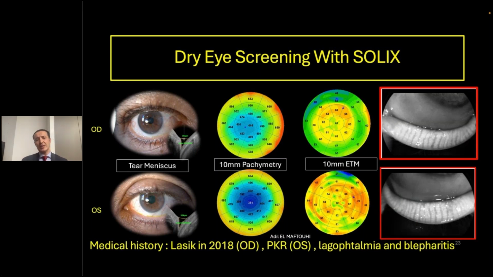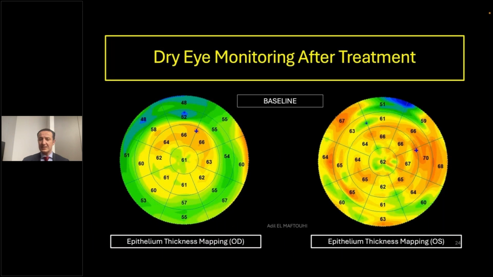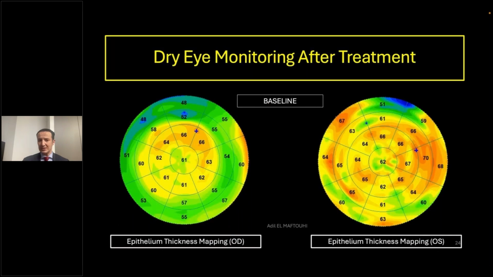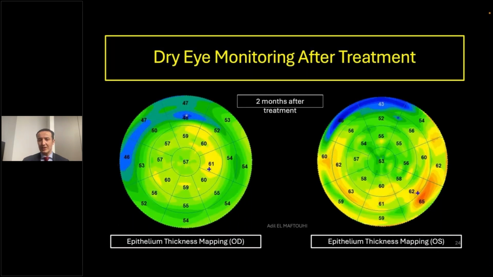We know we can observe hyperplasia proportional to the degree of the ablation. And look here, this is before and this is after. It's very surprising, the normalization of the epithelium profile after the treatment. And it still remains a question: what is the role of dry eye in the regression after refractive surgery?